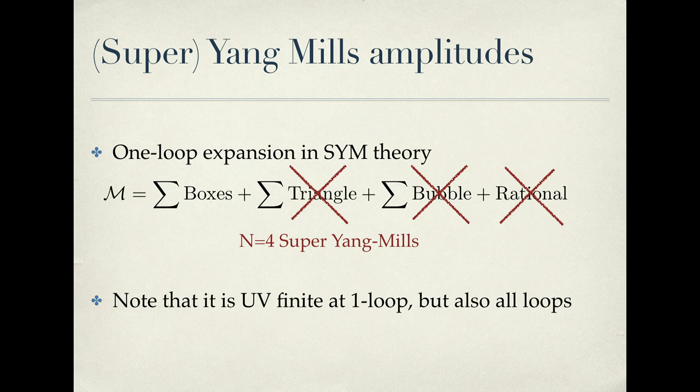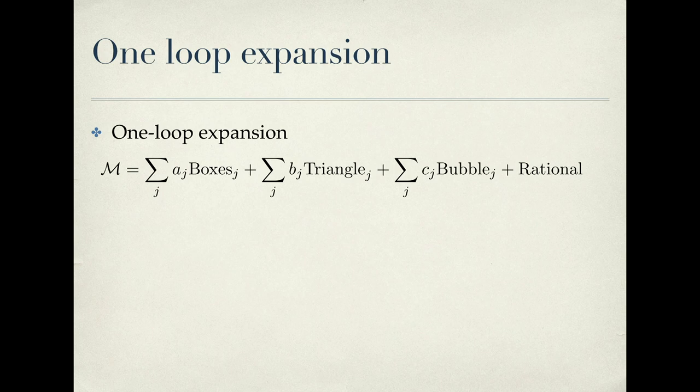And so the supersymmetry helps a lot to simplify the result. And note that because only these were divergent, amplitudes in this theory should be UV finite at one loop. And actually, it's true to all loop orders, not just one loop. But you can see it even in this expansion. Now, let's look again at this expansion.